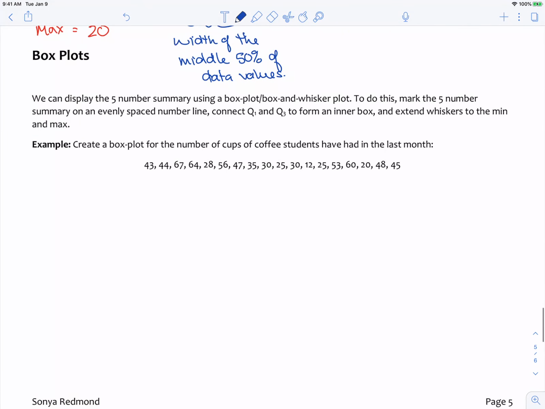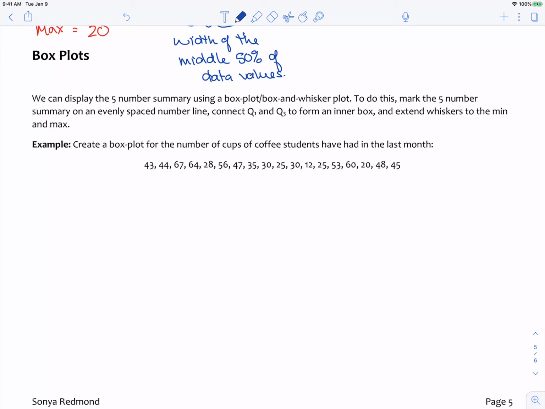So here we go. We're going to display the 5-number summary using a box and whisker plot. To do this, we're going to place the 5-number summary on an evenly spaced number line, connect Q1 and Q3 to form an inner box, and extend whiskers to the min and the max. All right, so the first step in doing this: here is our box and whisker plot. We're going to do this for the cups of coffee data that we had in the previous videos.